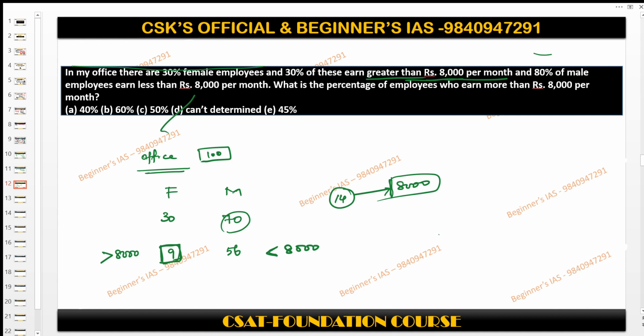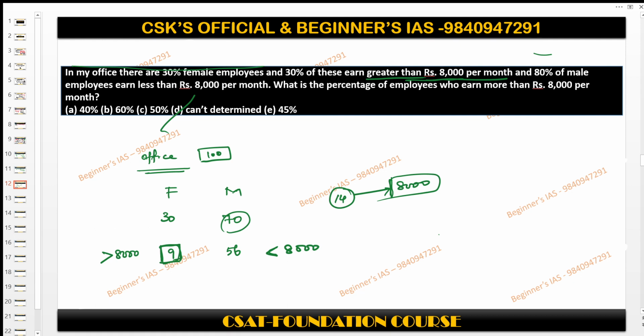Sir, can't we subtract 56 from 100 and get the remaining 44? How could you subtract 56 from 100? You have to subtract that 56 from the male number only. We cannot subtract from the total number. If you subtract that, it will affect the number of female employees also. You should not do that. So people, are you getting why we cannot find the solution for this one?